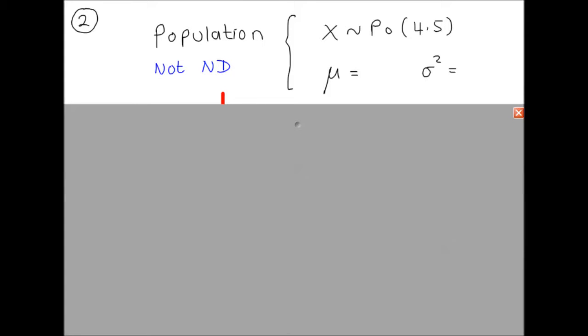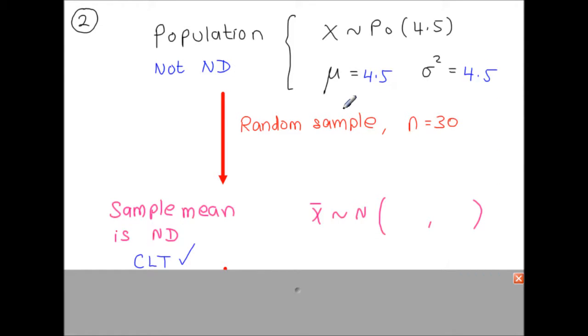Example 2. This time we start with the population, which follows a Poisson distribution. So the mean is 4.5, and we know the mean and the variance are the same for a Poisson distribution. Again, we take a large random sample. Sample size is 30. The CLT will state that the sample mean will be normally distributed. It will have a mean of 4.5, and the variance will be sigma squared over n. So there's the sigma squared value divided by n.